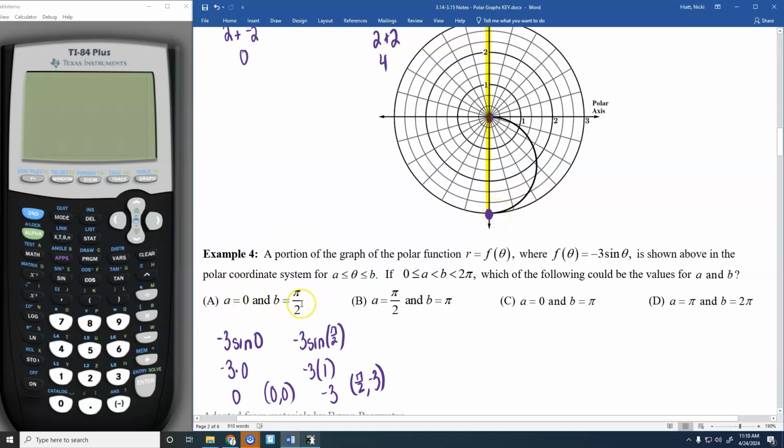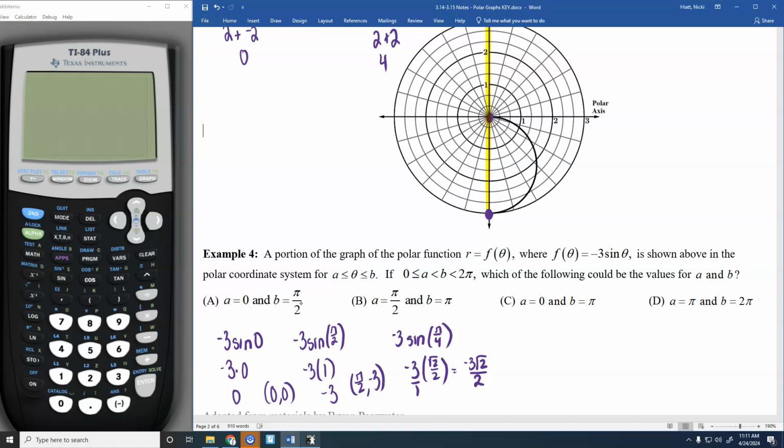Okay, if we're going from 0 to pi over 2, think about plugging in. We can estimate. Let's plug in something between 0 and pi over 2. I'd pick pi over 4, right? If I do -3 sine of pi over 4, I would get -3 times the square root of 2 over 2. Now, I don't know what value that is. It should be less than 3, and it is definitely going to be a negative number, right?